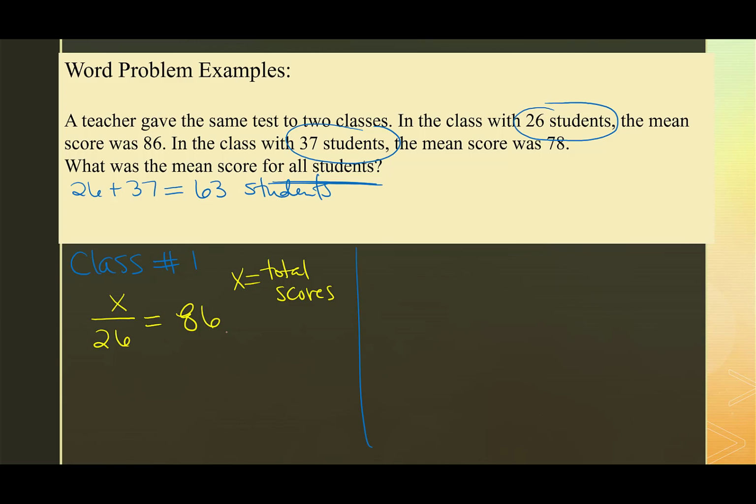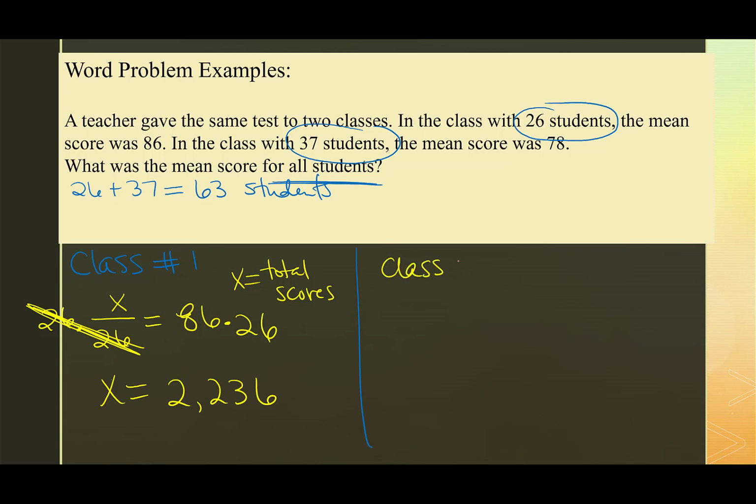because that's the information given to us in this word problem. Now I want you just to solve this equation. In order to get x, we're going to multiply both sides by 26. These 26 on the left side cancel. Multiply 86 by 26, and x equals 2,236. That is the sum of all 26 exam grades for class number 1.